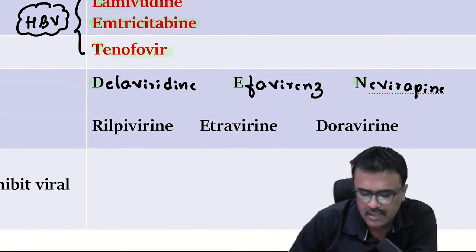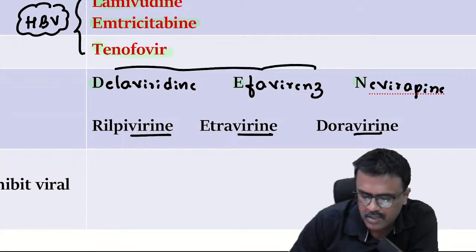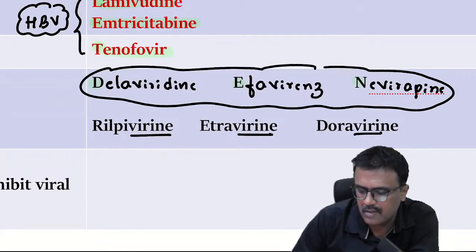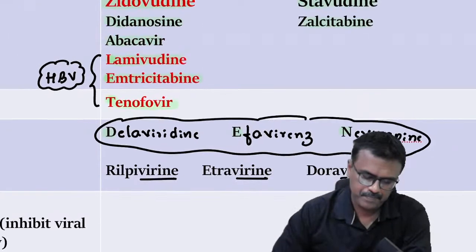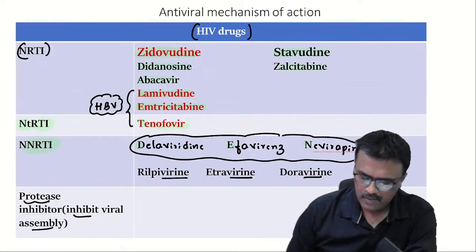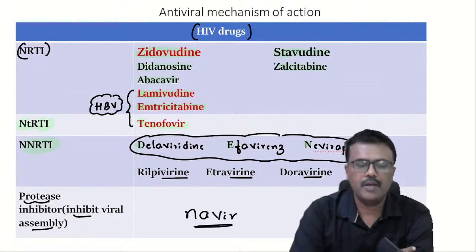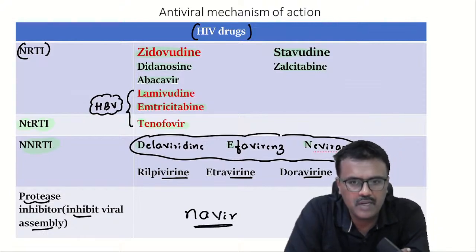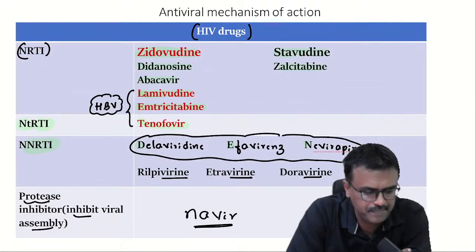The second generation NNRTIs end with virine: rilpivirine, etravirine, doravirine. At least remember these three drugs. Then delavirdine, efavirenz, nevirapine. Then the protease inhibitors, they inhibit viral assembly, and they end with navir. For example, ritonavir, lopinavir, amprenavir, tipranavir, indinavir. So they are all protease inhibitors used for HIV.